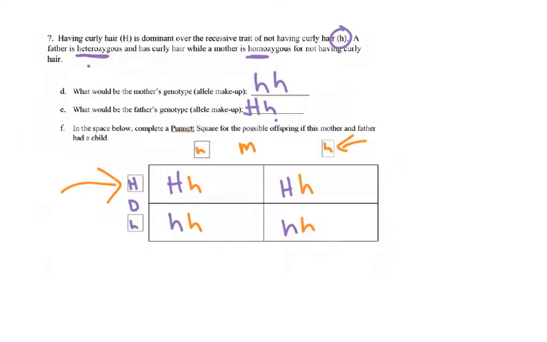Looks like they'd have a 50% chance because two of the boxes are the same. This one and this one are the same. And then this one and this one are the same. This would be recessive, not curly hair. This would be dominant with curly hair.